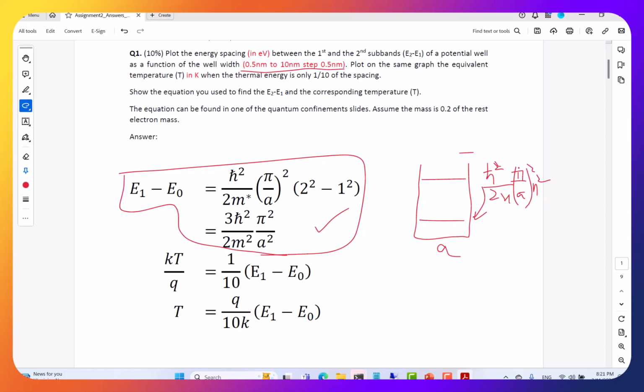And at the same time, I want you to see how the thermal energy changes, how the temperature changes, if we assume the thermal energy is 1/10 of the spacing. If I have a thermal energy of only 1/10 of this spacing, then I'm pretty sure that it will occupy only the bottom. If the thermal energy is large, due to Fermi-Dirac distribution, I can have some of them occupy the top. That's why I asked you to plot 1/10 of that one.